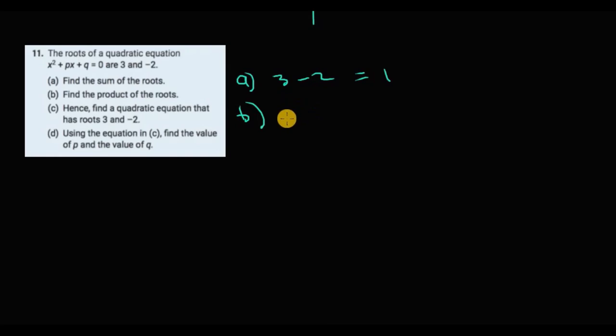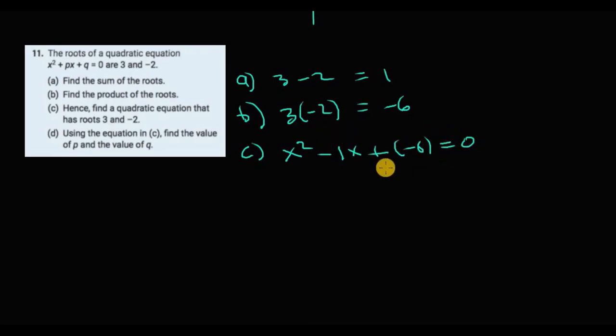B, the product of the roots. Well, the product of the roots is 3 times negative 2, negative 6. That's B. Hence, find a quadratic equation that has roots 3 and negative 2. So C, well, it's equal to x squared minus the sum of the roots, which is 1x, plus the product of the roots, which is minus 6, and that's equal to 0. I'm going to clean this up because I don't want a plus minus. x squared minus x minus 6 is equal to 0.